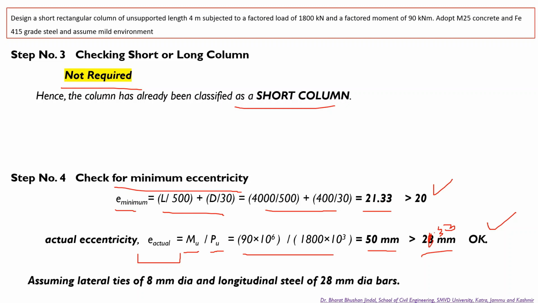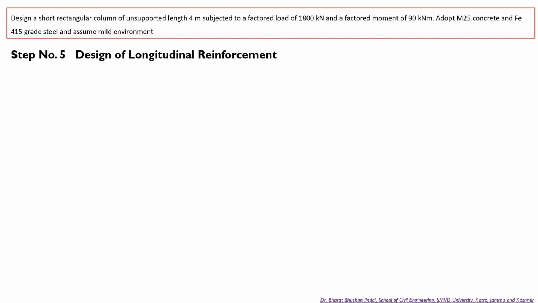Now here we are assuming lateral ties of 8 mm dia, and for the longitudinal steel which we are going to provide, we will be taking 28 mm dia bars. Now in step number 5, we are going to do the calculation for design of longitudinal reinforcement.